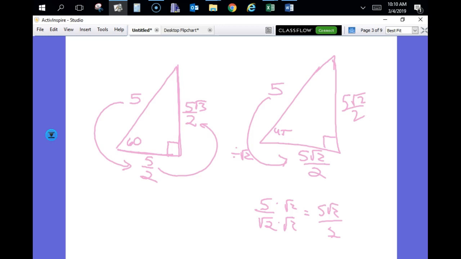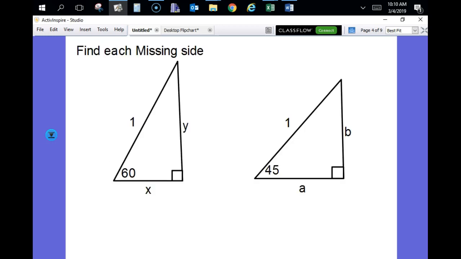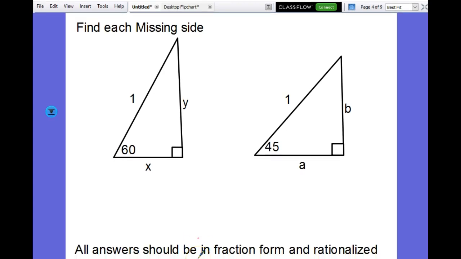So here you go. I want you guys to take a moment and do these 2 triangles, find each missing side. All answers should be in fraction form, no decimals, and no square roots in the bottom, okay? Should be rationalized, in other words.